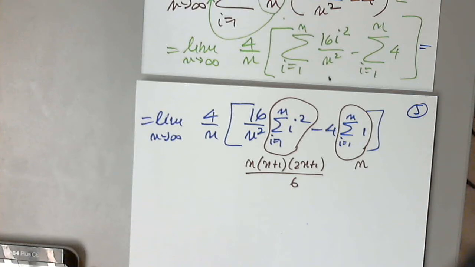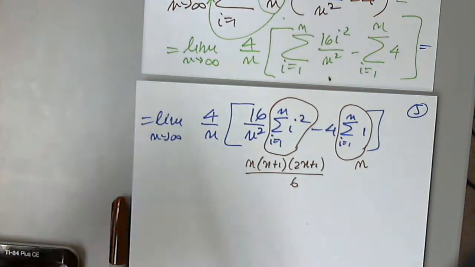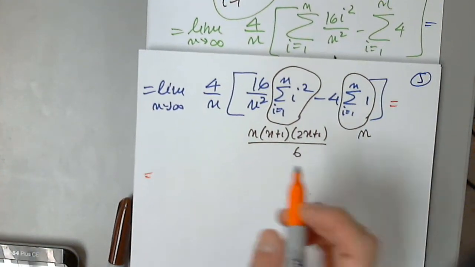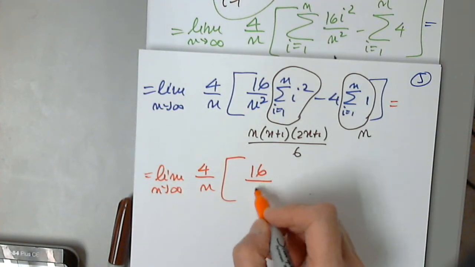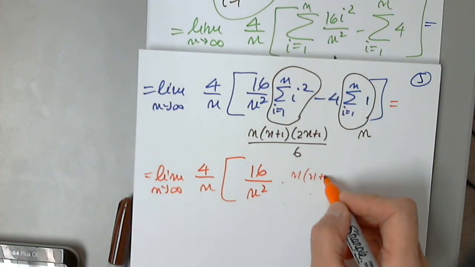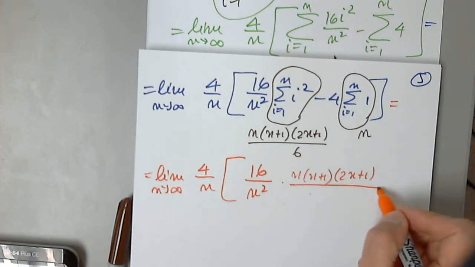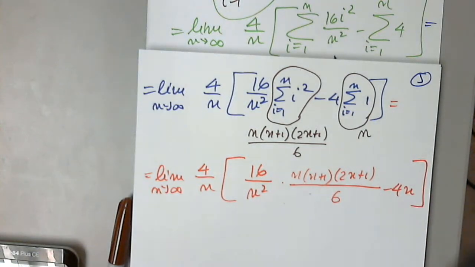So that is the drawback, if you want, when we look at a quadratic function versus a cubic one. With a cubic, we would have had difficulties, not difficulties, but it would have taken us some time to raise a binomial to the third power. But now here, we give up something, we win something. So now I have to work with that, but that's okay. So now the summation notations are gone. Limit as n approaches infinity of 4 over n, times 16 over n squared times n plus 1 times 2n plus 1 divided by 6, minus 4n.